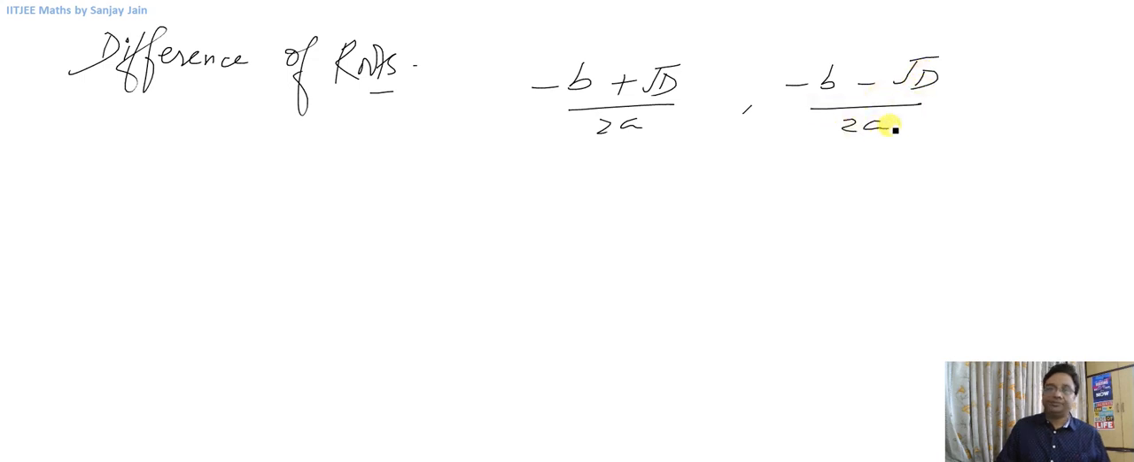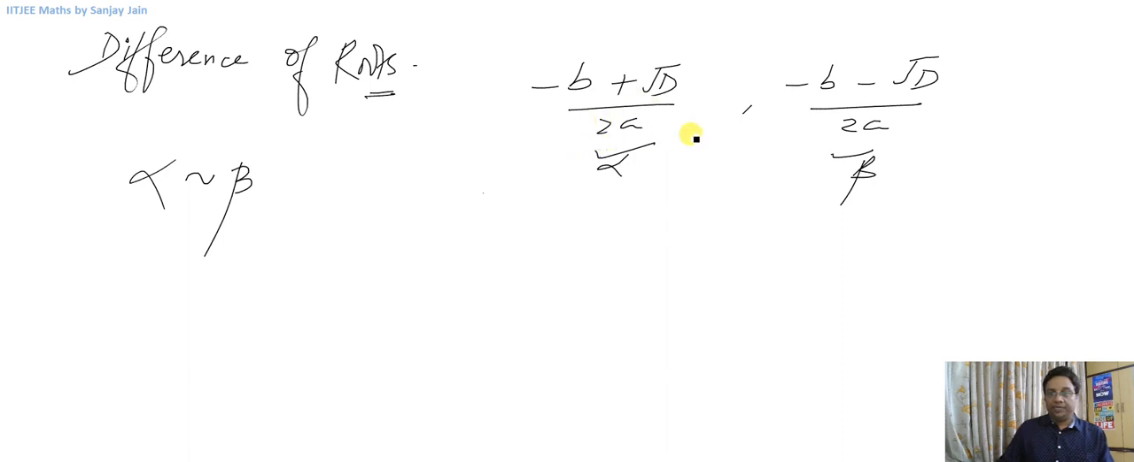Difference of roots. So the roots that we are discussing here are minus b plus root d by 2a and minus b minus root d by 2a. When I say difference of roots, I mean that you subtract the lower value from the higher value, and I don't know which is the higher value. So let me subtract and then I will keep the sign as positive. For that I will apply modulus. Let us say this is alpha, this is beta. So what I am going to find is the difference of alpha and beta, right?